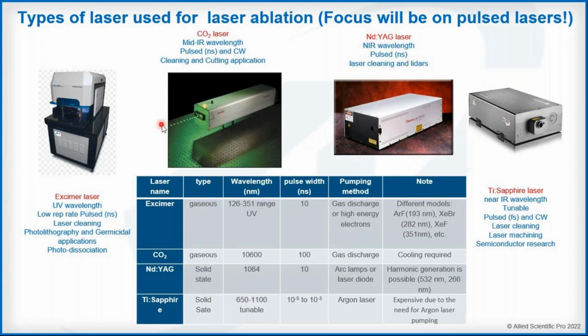And then you have gas lasers. So in the ultraviolet, you have the excimer laser, which is more for lab purposes. It's basically not fit for field use. It's a low rep rate. It's used for germicidal applications and photolithography. So there's the excimer gas in this. And then you have the CO2 laser at 10 micron, which is heavily used in industry for cutting applications, also for cleaning. And that operates at 10.6 micron.